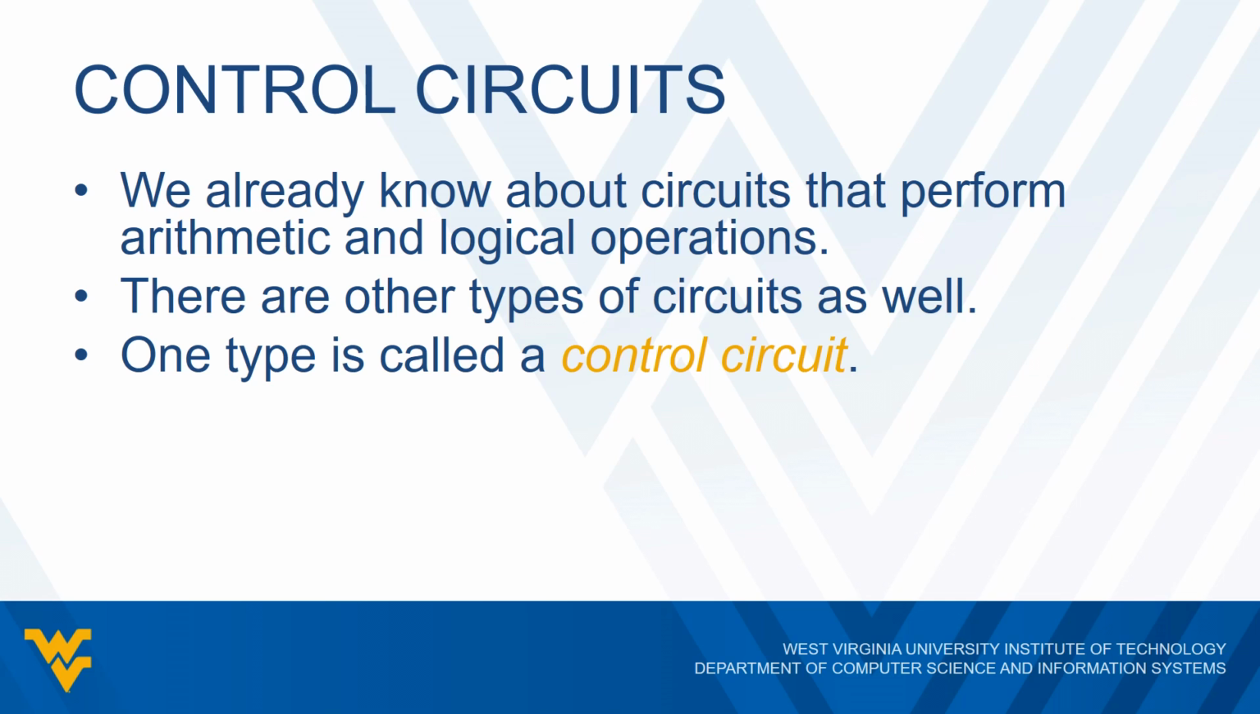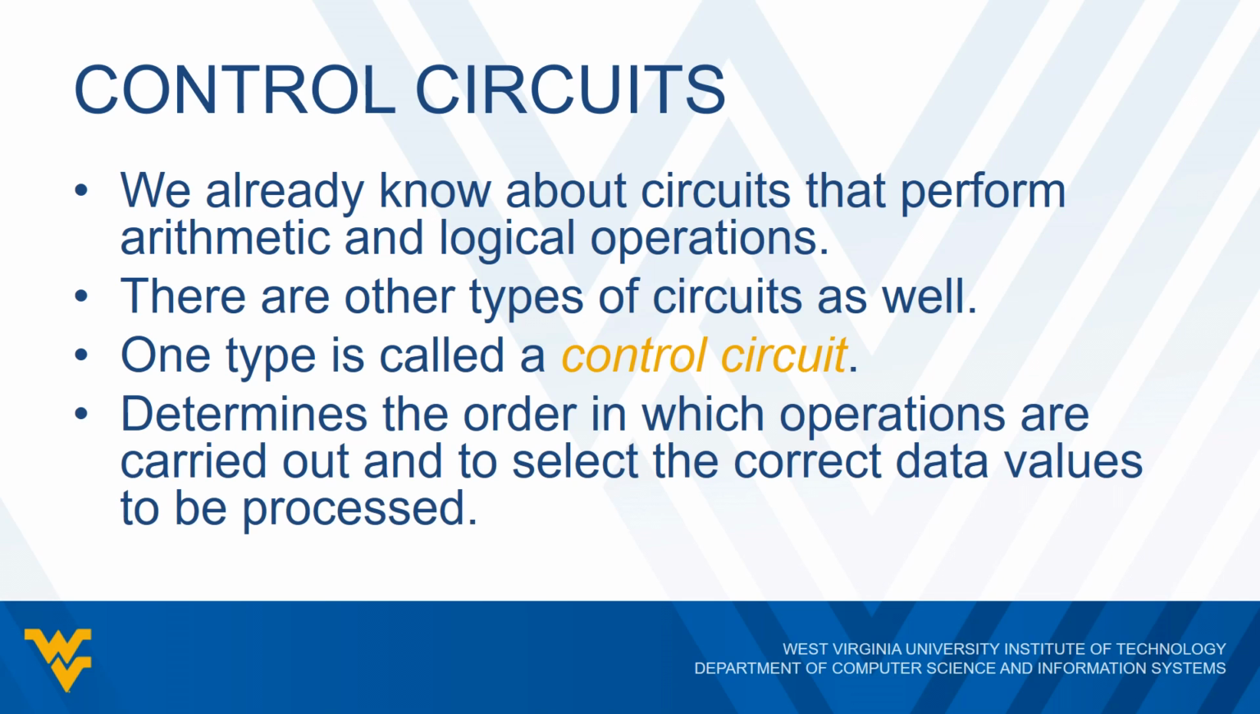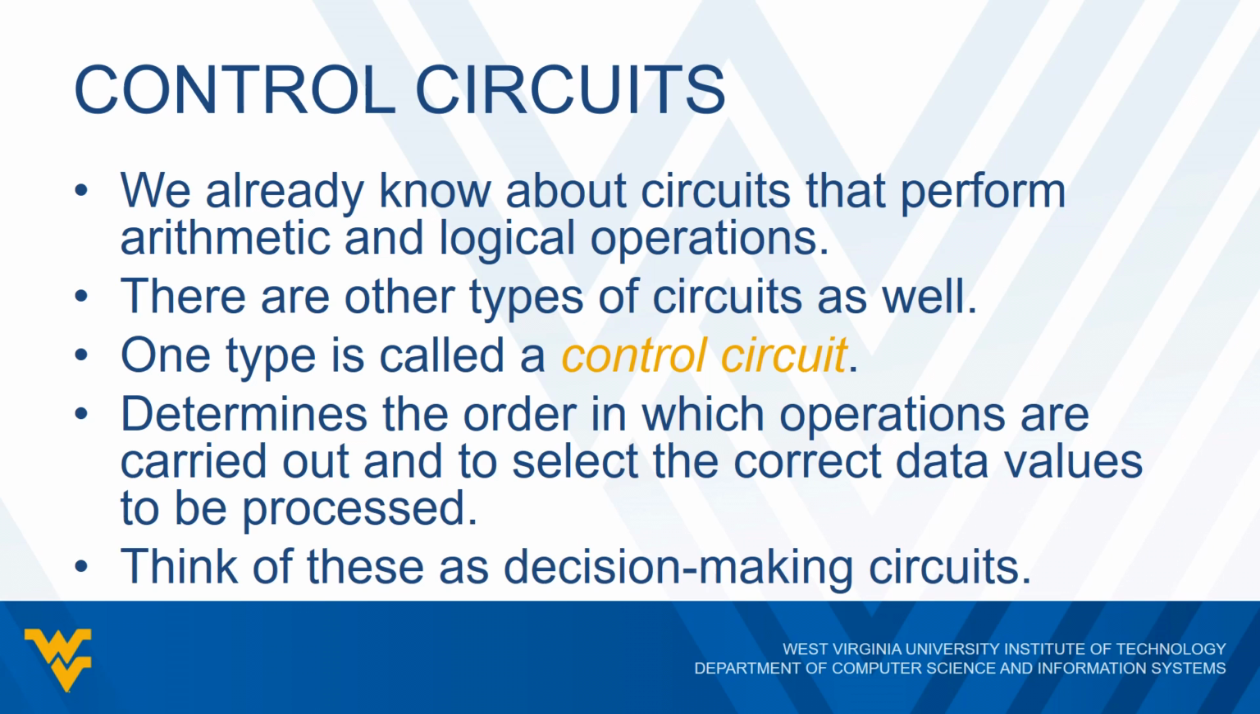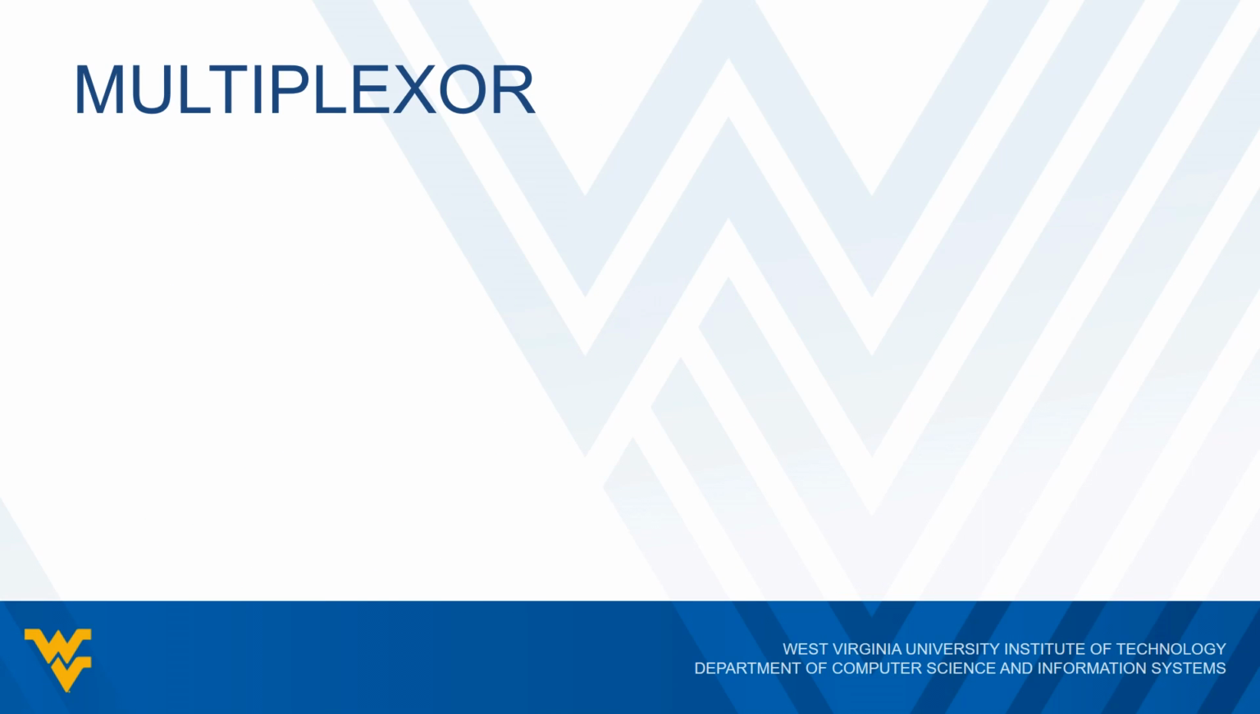Now, they are used not to implement any arithmetic operations, but instead, they're used to determine the order in which operations are carried out and to select the correct data values that are going to be processed. So we can think of these as the sequencing and decision-making circuits that are inside a computer. One type of control circuit is called a multiplexer.